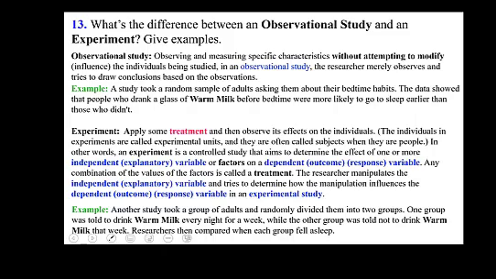In an experimental study, for example, another study took a group of adults and randomly divided them into two groups. One group was told to drink warm milk every night for a week, while the other group was told not to drink warm milk that week. Researchers then compared when each group fell asleep. In short, in the case of an observational study, we simply observe and we make sure nothing is changed or influenced by the one who's studying it. Whereas in the case of an experiment, you actually apply a treatment to see what happens as a result.